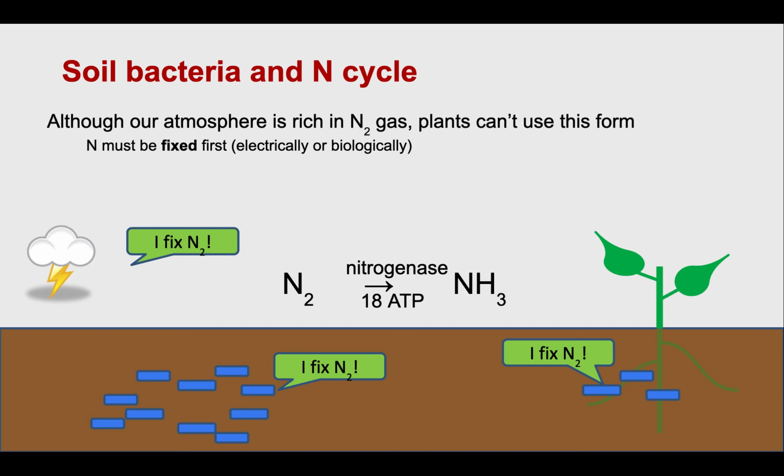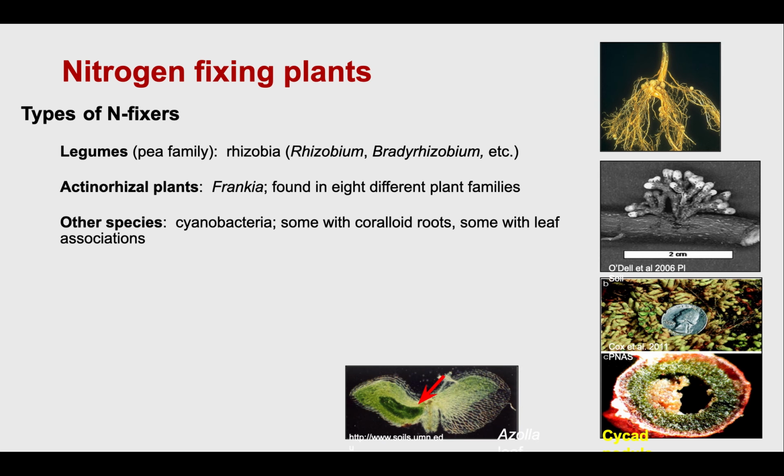So we have to change this nitrogen into a different form that plants can actually use in their cells. I put this image up here showing that we are using an enzyme to help with that, and it needs a lot of ATP in order to do so. But these bacteria are able to do it. They can fix this nitrogen, and plants will benefit from it because the nitrogen's already fixed for them. They don't have to use that ATP themselves.